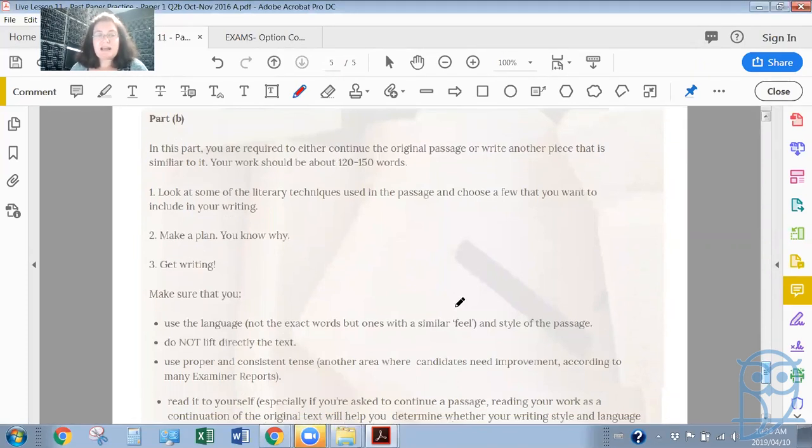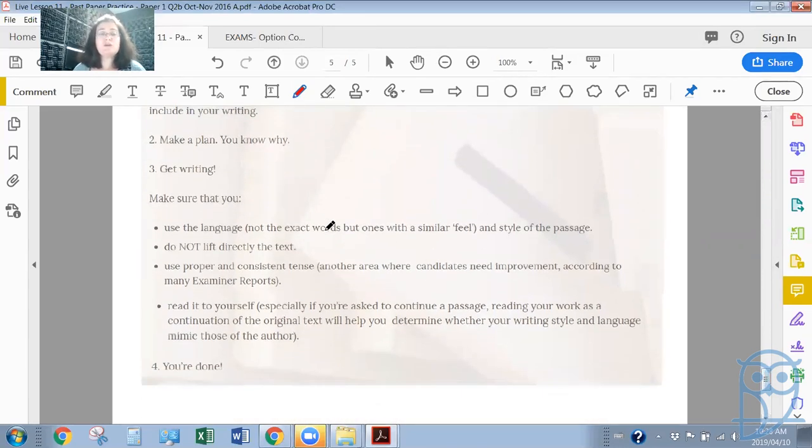It says, in directed writing, you are required to either continue the original passage or write another piece that is similar to it, okay? And what I wanted to look at is the three points of advice. Look at some of the literary techniques used in the passage and choose a few that you want to include in your writing. You don't have to use them all. Make a plan. We always have to have a plan of what you're going to write. Get writing, because that's the most important thing, especially when you're under a time limit.